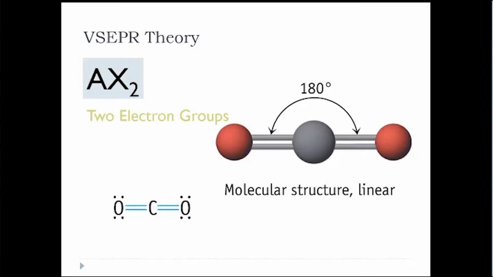Let's look at the carbon dioxide molecule. We can see from the Lewis structure that there's a central atom and there are two bonded atoms, but there are no lone pairs of electrons. This gives us a VSEPR designation of AX2 and the molecular geometry is linear.